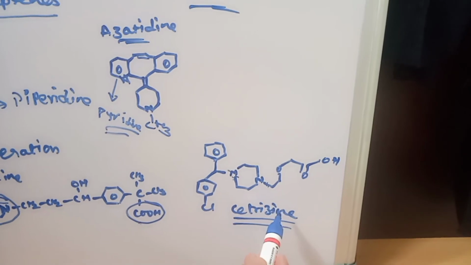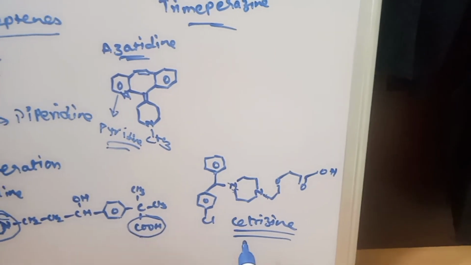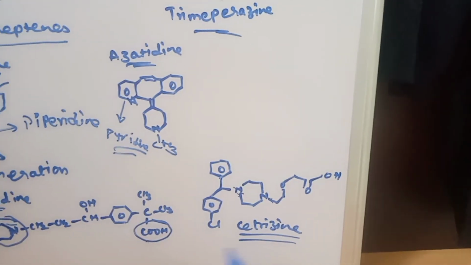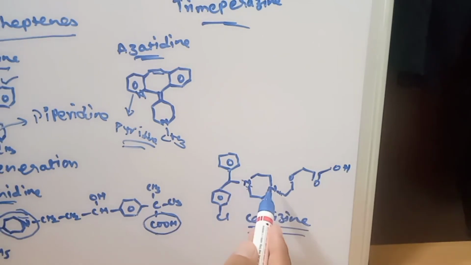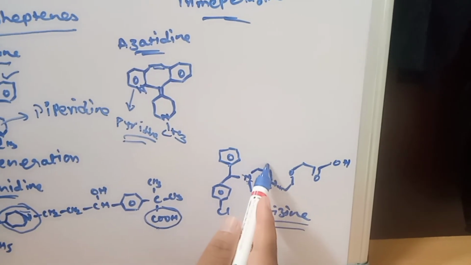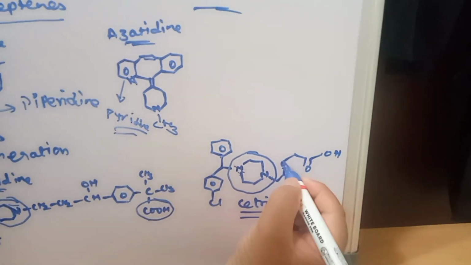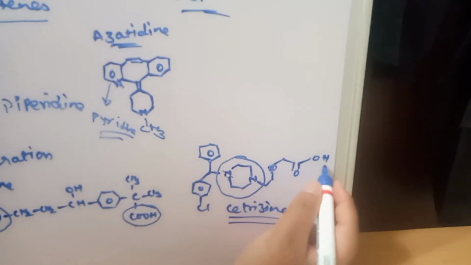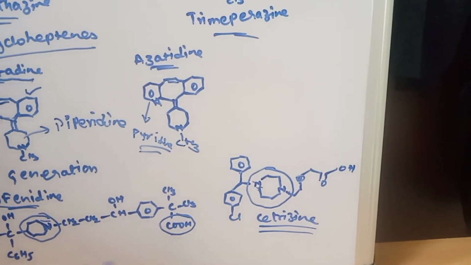Many times they will ask what is the basic nucleus present in cetirizine in GPAT questions, GATE, any competitive exams they used to ask what is the basic nucleus. Piperazine is present. Here carboxylic acid group as usual and diphenyl groups. So these are the second generation. This is overall H1 receptor antagonist.